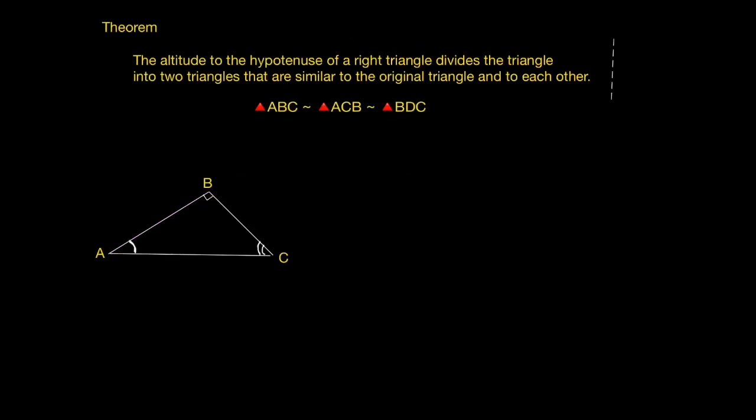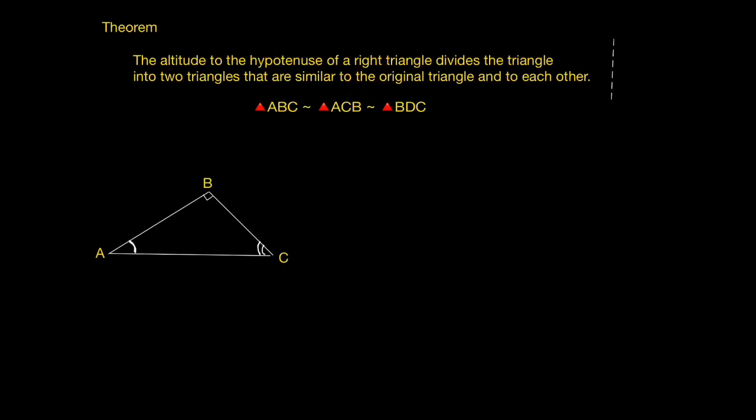So here's the theorem. The altitude to the hypotenuse of a right triangle divides the triangle into two triangles that are similar to the original triangle and to each other. So in symbols, we get that triangle ABC is similar to triangle ACB and similar to triangle BDC. Let me show you why this is true.